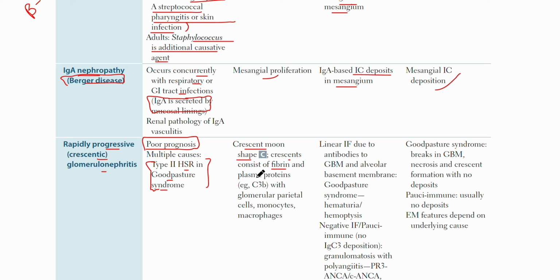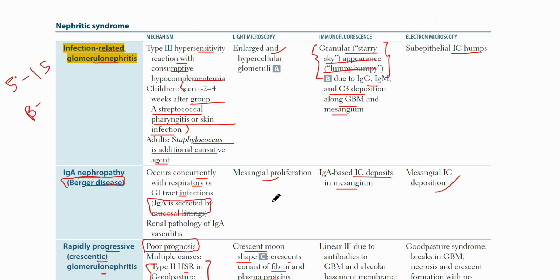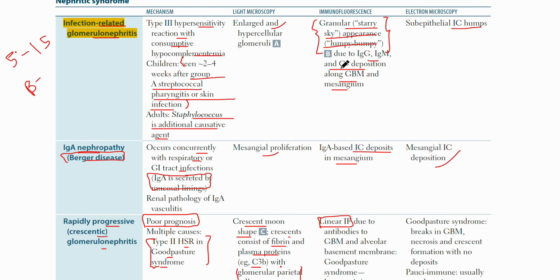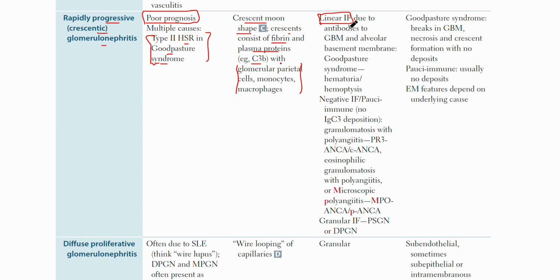Crescents consist of fibrin and plasma proteins like C3b, complement 3b, with glomerular parietal cells, monocytes, and macrophages. So in immunofluorescence, what we see is linear immunofluorescence. This is very important. Very important. In rapidly progressive glomerulonephritis, there is linear deposition of immunoglobulins, and in almost all other cases there is granular deposition. So you have to remember this.